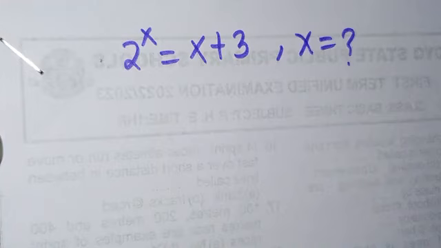In this tutorial, we are going to be solving this particular problem. This is an Olympiad problem. We have 2 to the power x equals x plus 3. Then what's the value of x? Let's look at the nature of this equation. Let me take it from the diagram first.